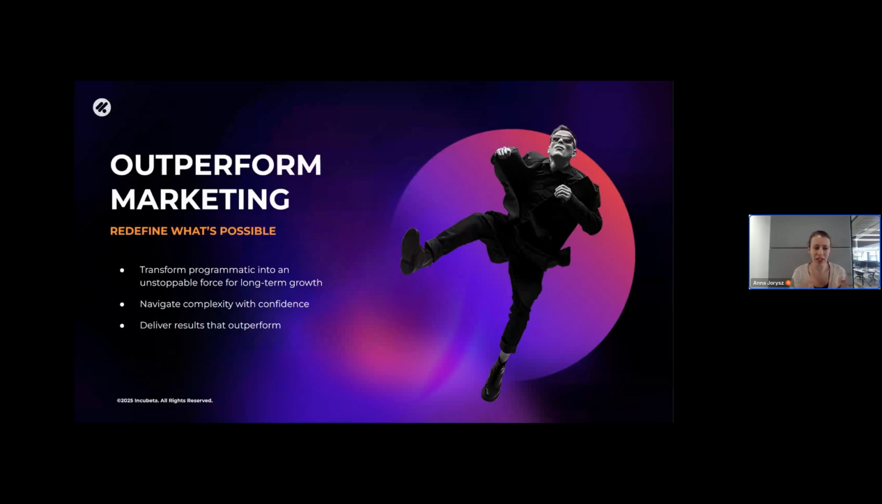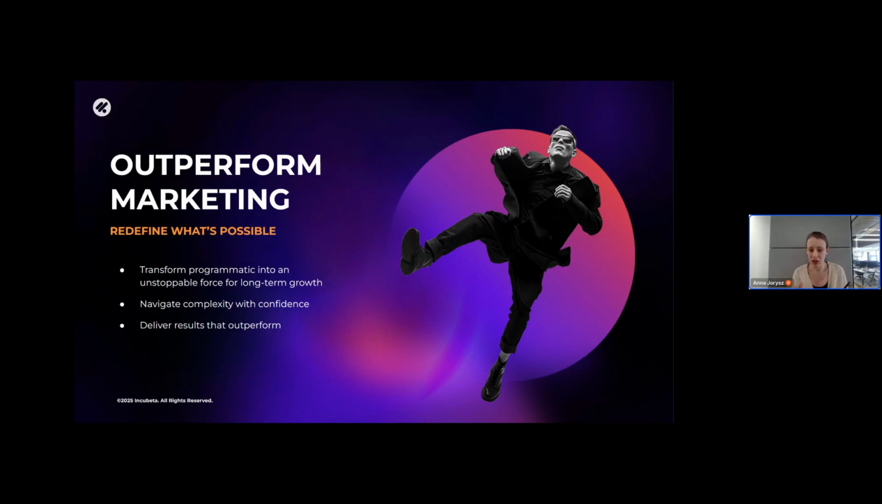This is what we're talking about a lot at the moment in Incubeta, which is outperform marketing. And what do we mean by that? I think what we're taking is a lot of what's good about performance marketing, but we're taking a step back and looking at it as a broader picture. We're saying digital marketing can be held accountable, but not just in those pure performance ways.